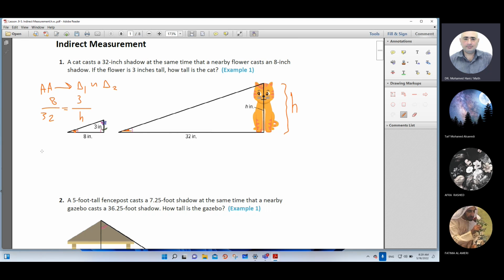How to solve this equation? A cross product: 8 times h, 8h, equals 3 times 32. Divide the two sides by the coefficient, divide by 8, divide by 8. 8h divided by 8 will be h. And here we can do the simplest form. 32 divided by 8 will be 4. 3 times 4 will be 12. So the height of the cat will be 12 inches.